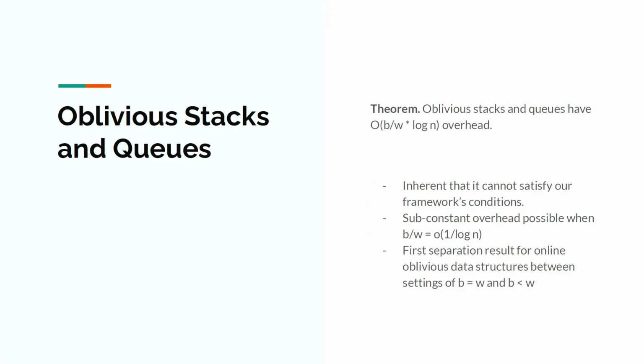So we ended up showing that when b is much smaller than w, oblivious stacks and queues require smaller than log n overhead. So in fact, it's inherent that oblivious stacks and queues cannot satisfy our framework because you shouldn't be able to prove this lower bound. And in fact, this result is the first separation for online oblivious data structures between the settings of when b is greater than or equal to w and b is less than w.